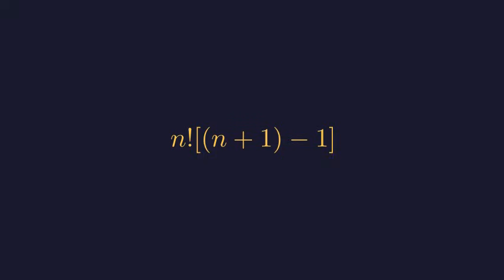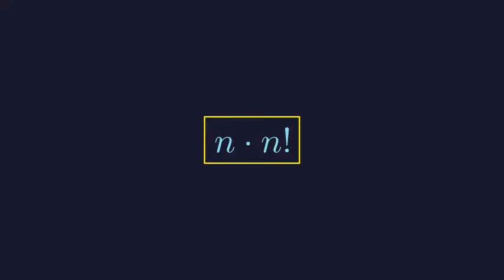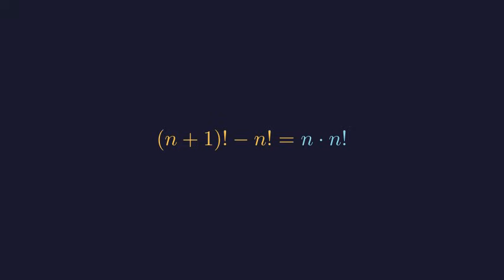The expression now reads as n factorial multiplied by the quantity n plus 1 minus 1. The math inside the parentheses becomes incredibly simple. The plus 1 and the minus 1 cancel each other out perfectly, leaving us with just n. We can now combine the outside terms to reach our final result, n times n factorial. What started as a subtraction of two massive numbers simplifies down to a single, elegant product.